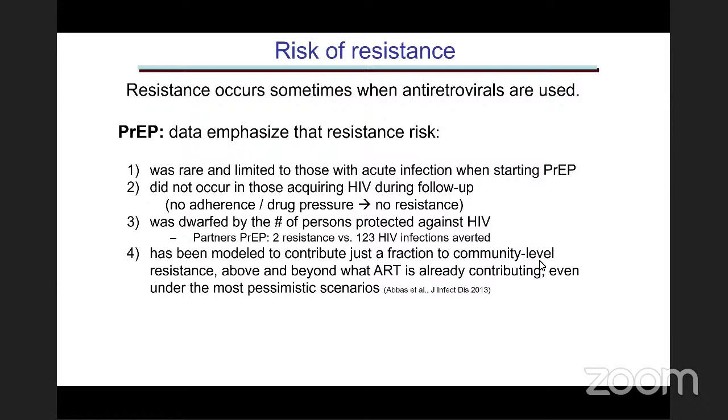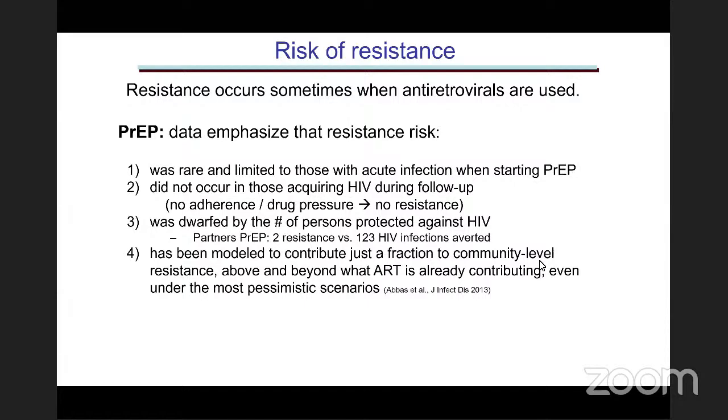So it's a virus that becomes resistant. If you're HIV negative and you're able to adhere properly to PrEP, then there's no risk of resistance. Resistance occurs if someone is not adhering properly, and so you have some breakthrough infections. In the partners PrEP study, there were only two resistant cases, and these are people who acquired HIV while taking PrEP and not adhering properly.